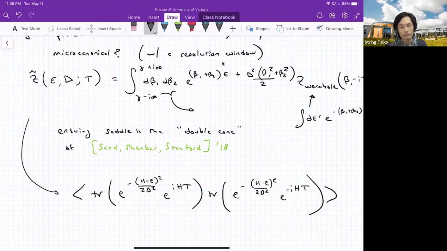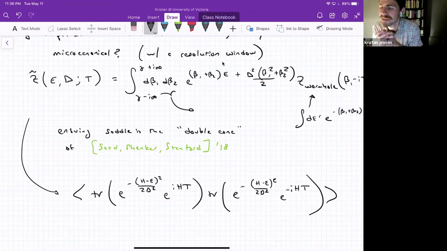What is it in gravity? Delta is something that is insensitive in classical gravity. It doesn't appear in classical gravity. It appears at one loop. And when I say one loop, I mean at the level of one loop fluctuations, both of the metric degrees of freedom as well as of beta 1, beta 2, since we're integrating over those.